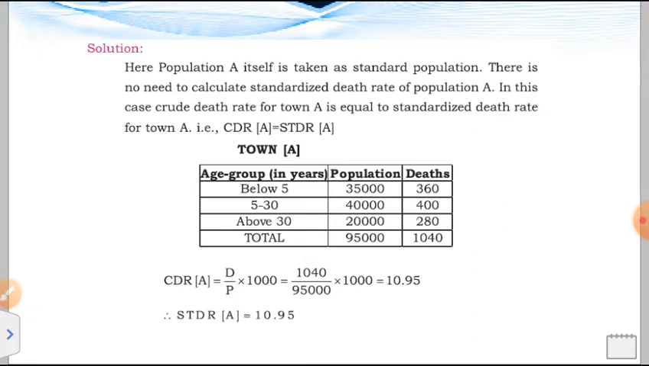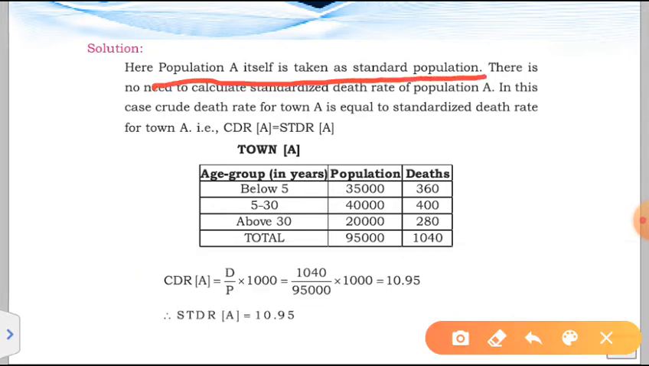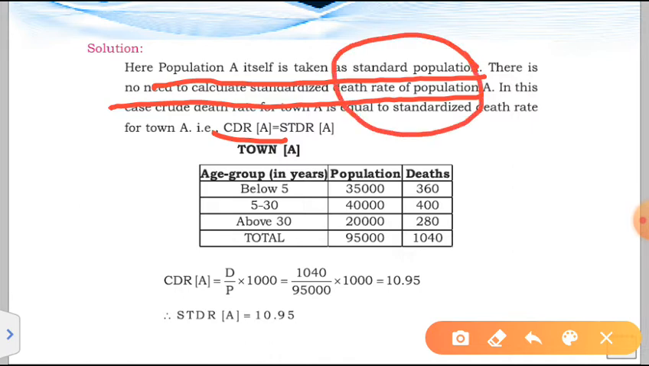As we have learned, we have to calculate the standard death rate, but since, as the note says, population A itself is the standard population, there is no need to calculate the standard death rate for A. What we are going to calculate for A is the CDR. Be sure to take this as a noted point: whenever some population is taken as the standard population, there is no need to calculate a separate STDR. It is the same as the CDR.